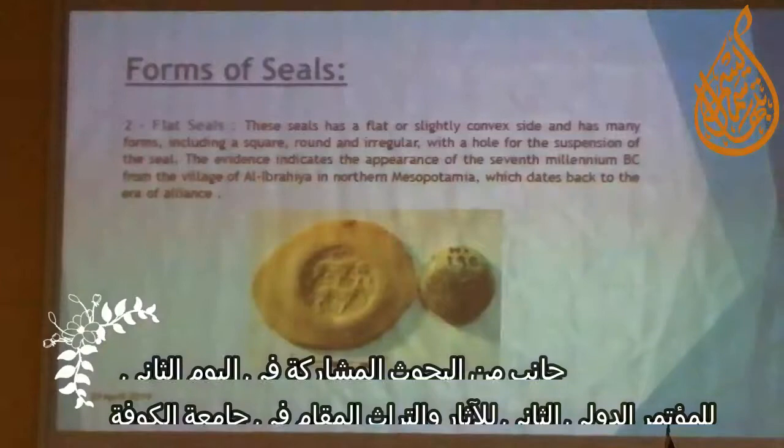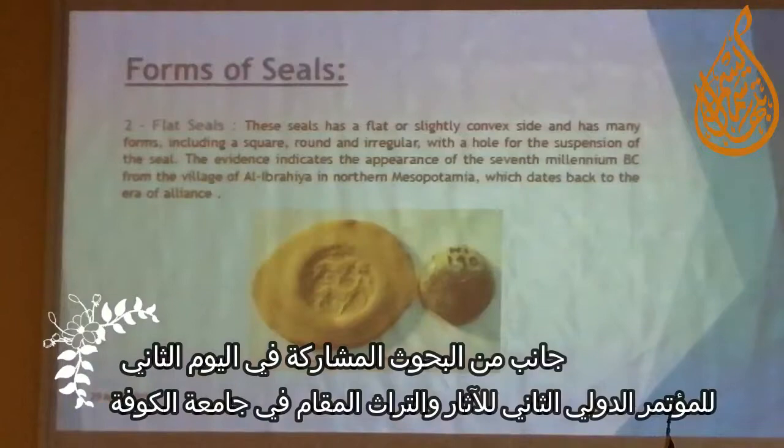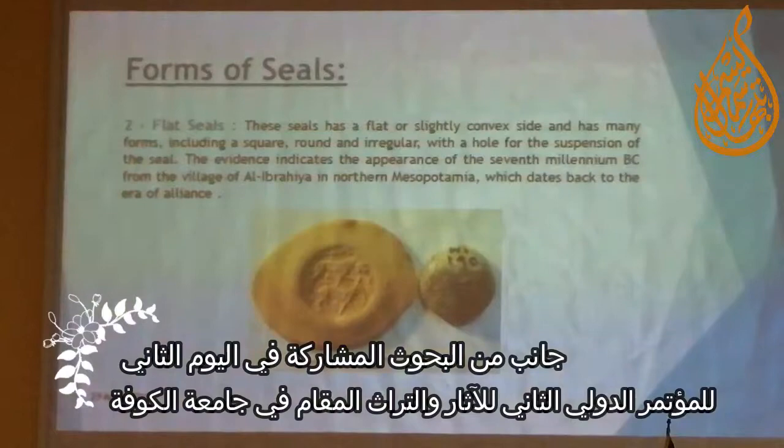Flat seals. These seals have a flat or slightly convex side, and have many forms including square, round, and irregular, with a hole for the suspension of the seals. The evidence indicates the earliest seals date to 7 million BC, from the village of Al-Arajia in northern Mesopotamia.